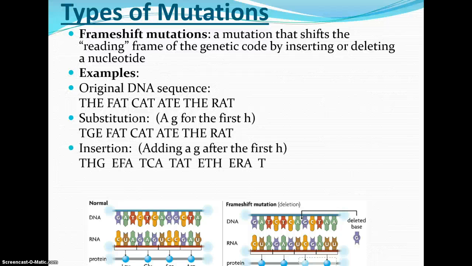Your original DNA sequence makes sense when it's read: the fat cat ate the rat. If we had a substitution, it wouldn't kill the entire sentence, but it would make at least one amino acid wrong. If we change the H to G, we get: the fat cat ate that rat. And an insertion, though, changes everything.